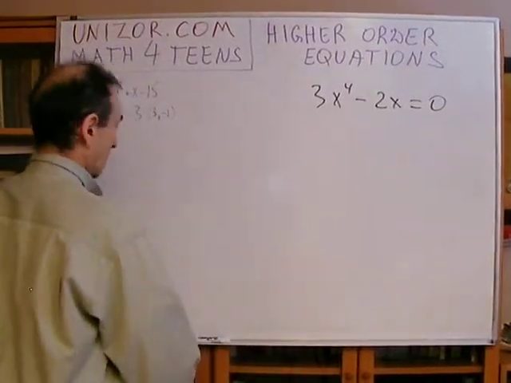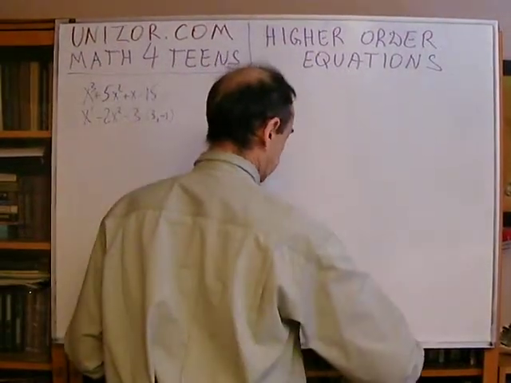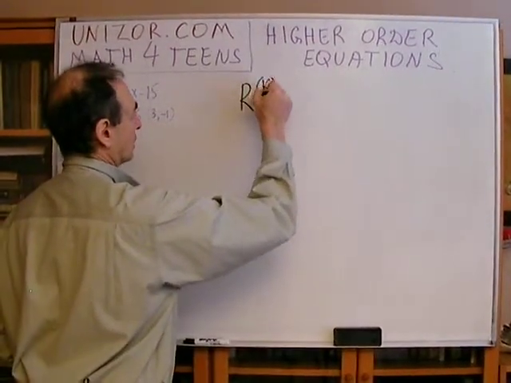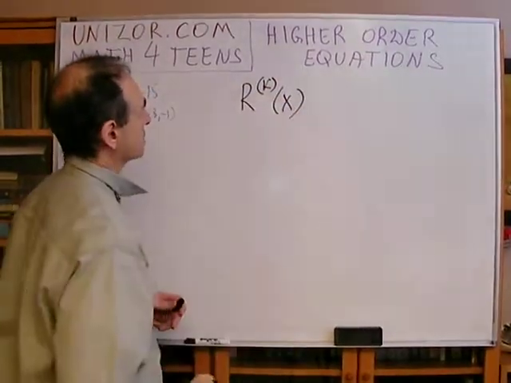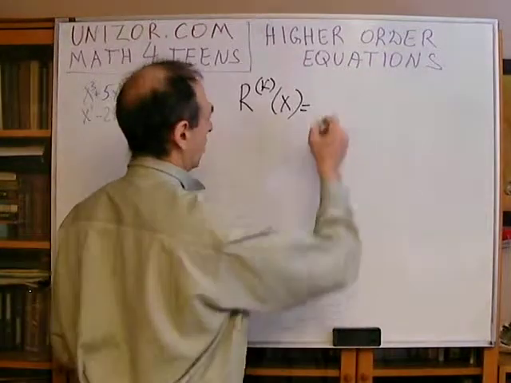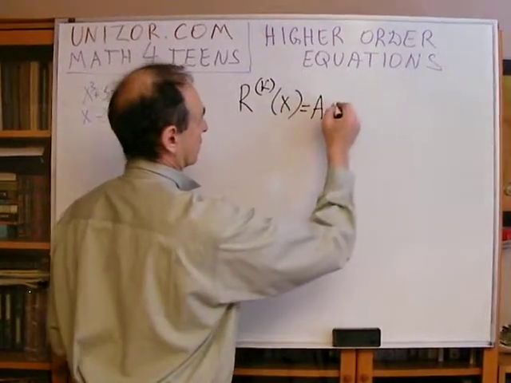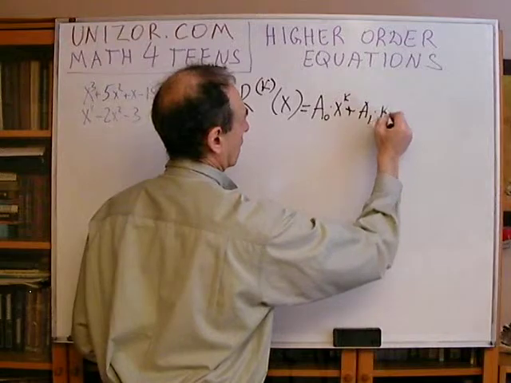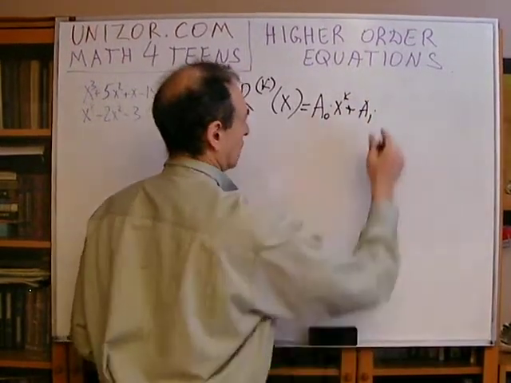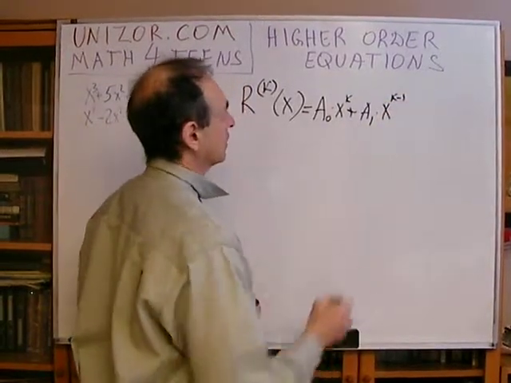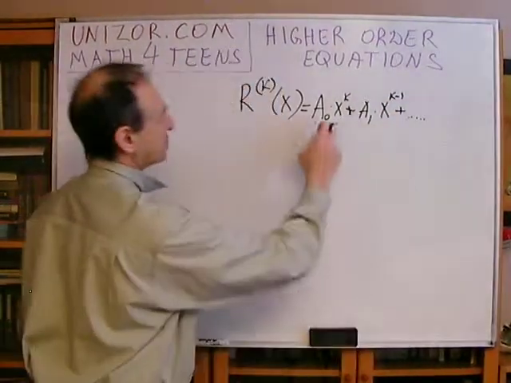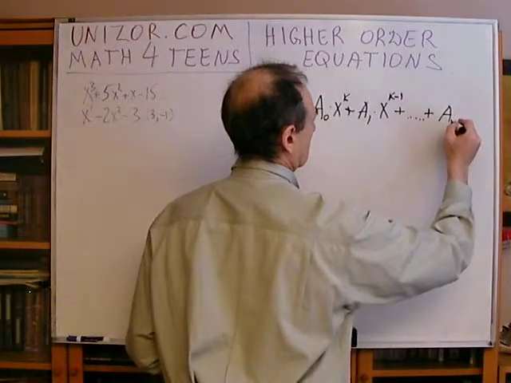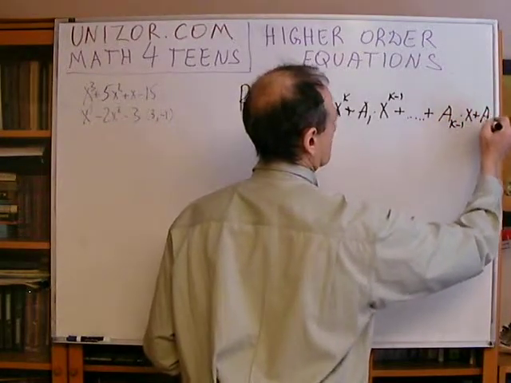Now, if I want to express generally how any equation of the higher order looks, I would use the following symbolics. A polynomial of the kth degree, which is a function of x. What is this? Well, this is a sum of a coefficient with x to the kth degree plus another coefficient with x to the k minus 1 degree plus etc. So x to the power of k, x to the power of k minus 1, etc., down to a_(k-1) x plus a_k.